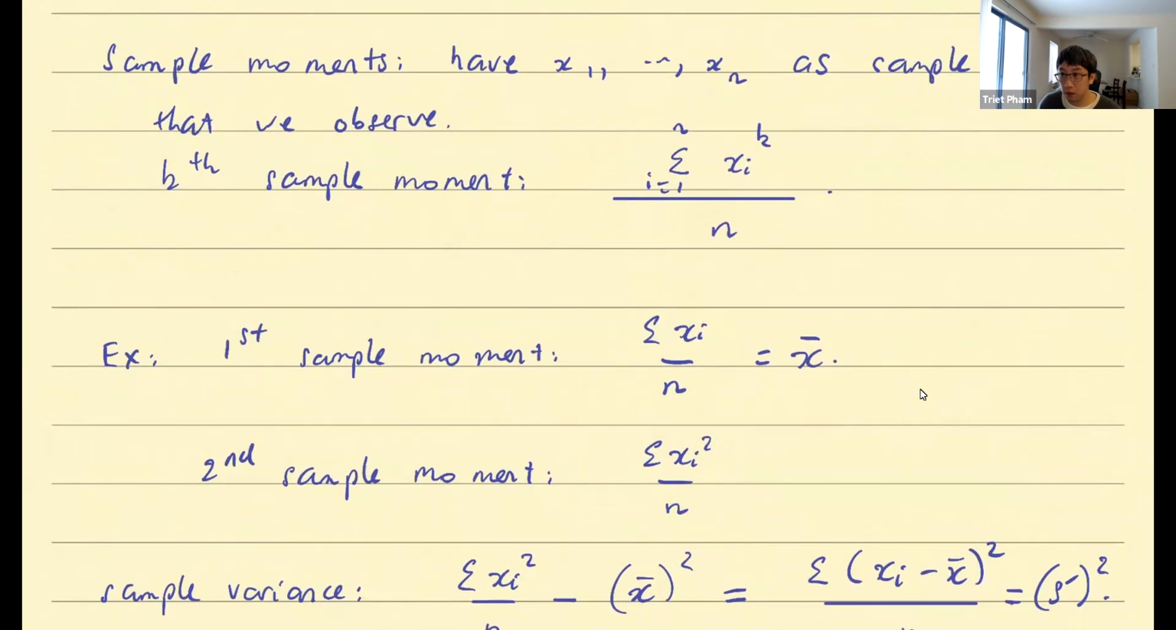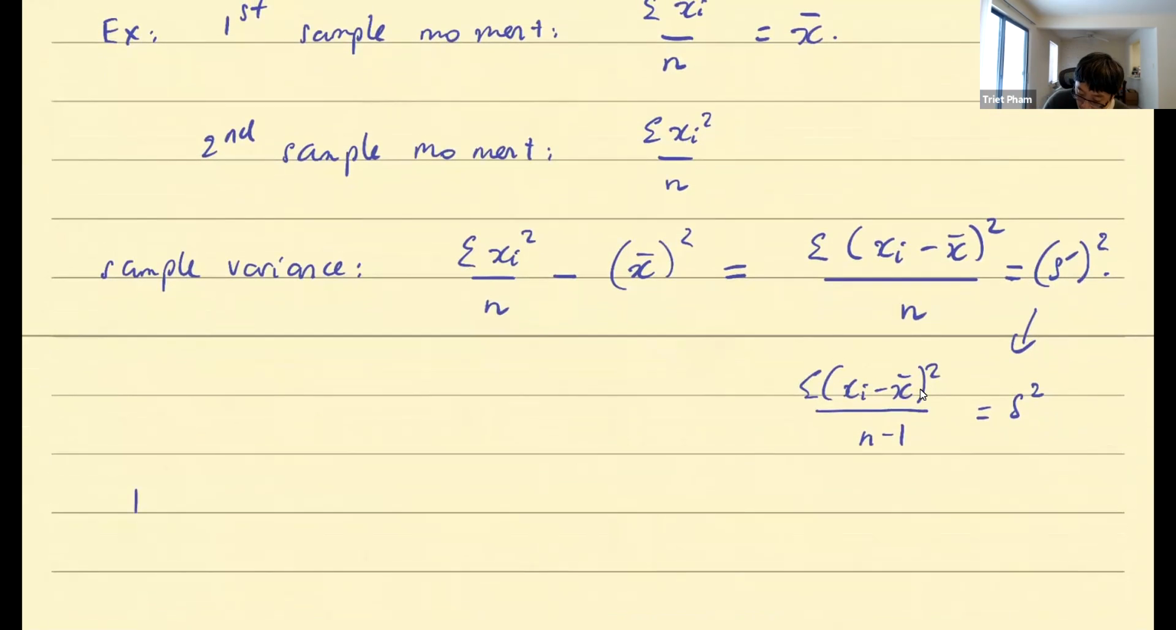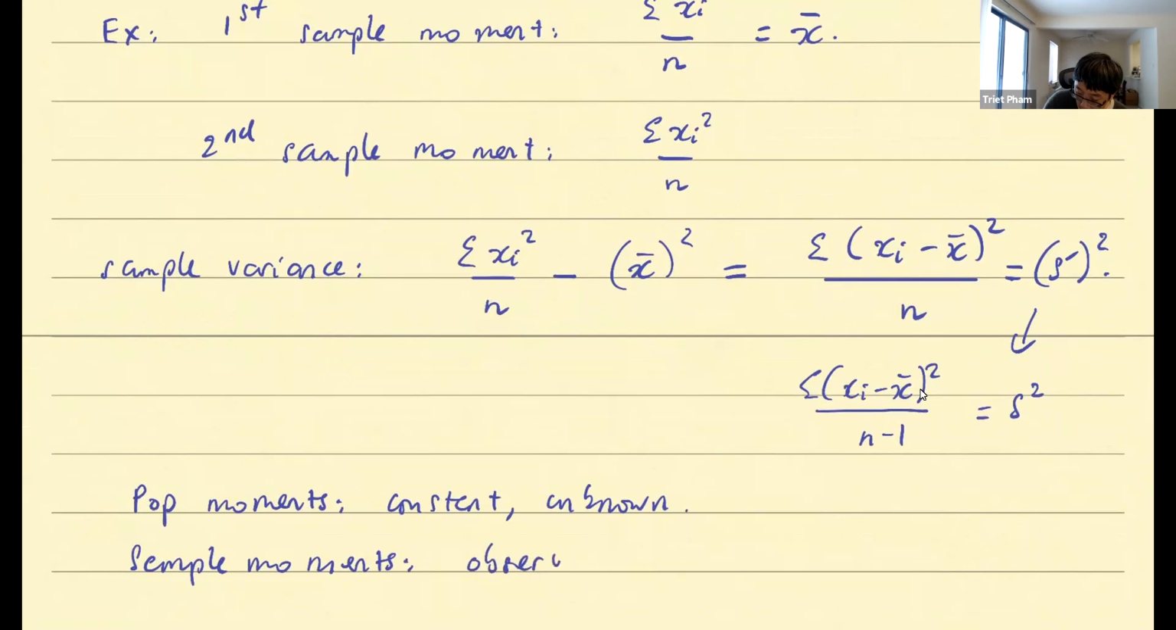So what's the deal? The deal is, remember, the philosophy is this. Population moments are constant but unknown. Sample moments are observed, because you observe your sample, meaning it's known, but random.